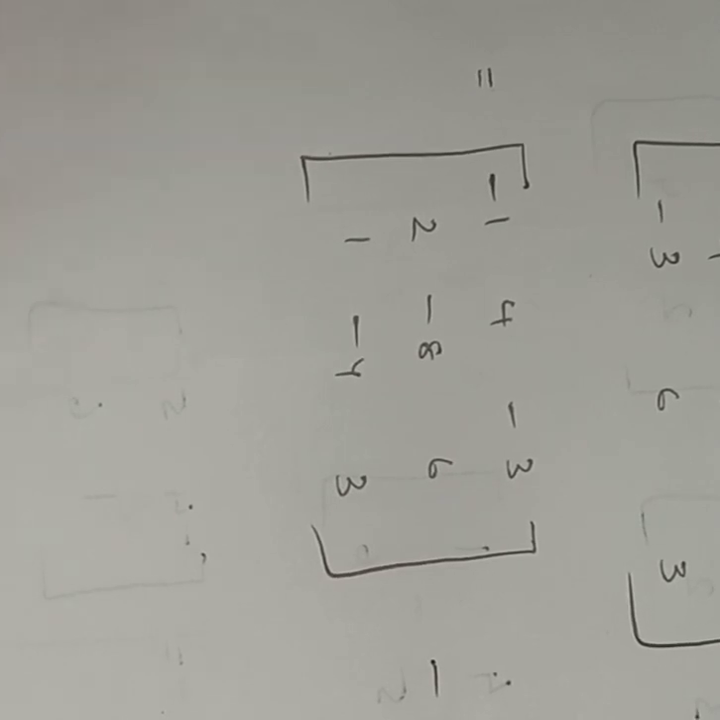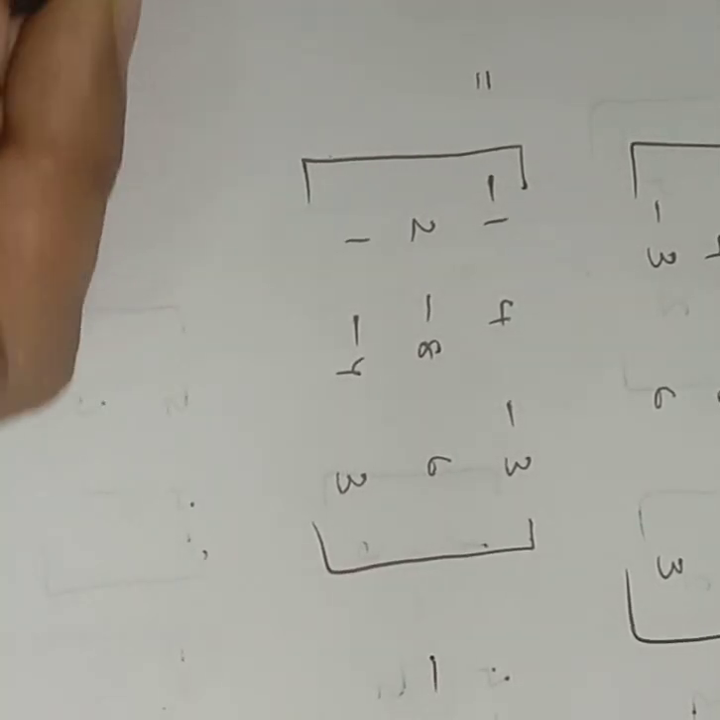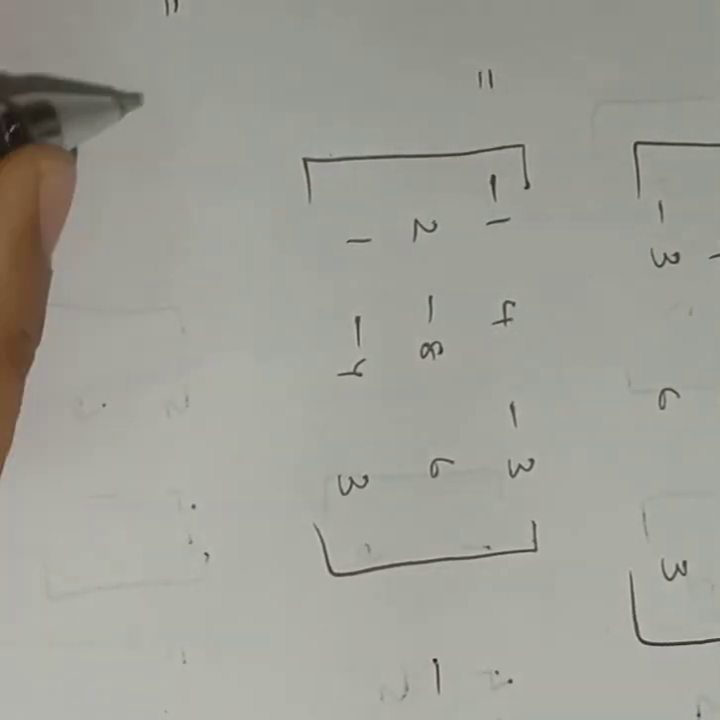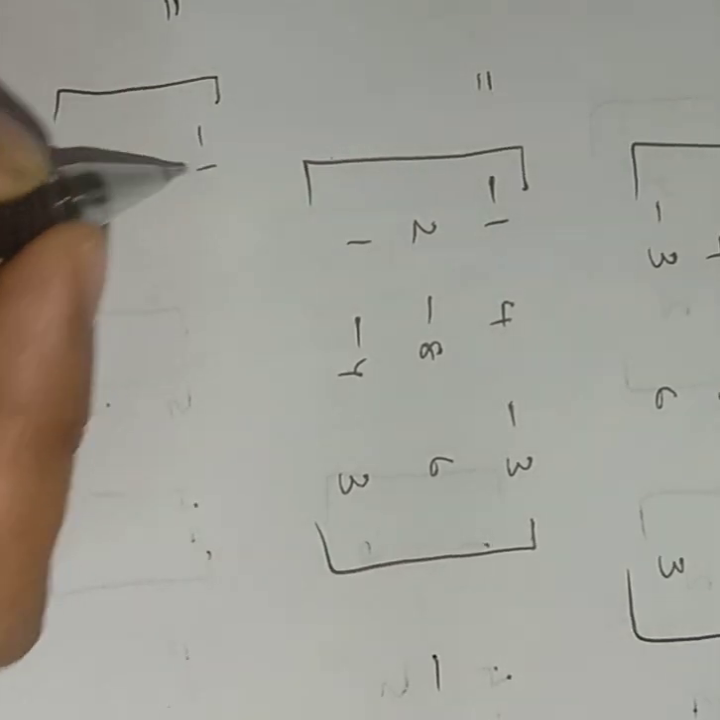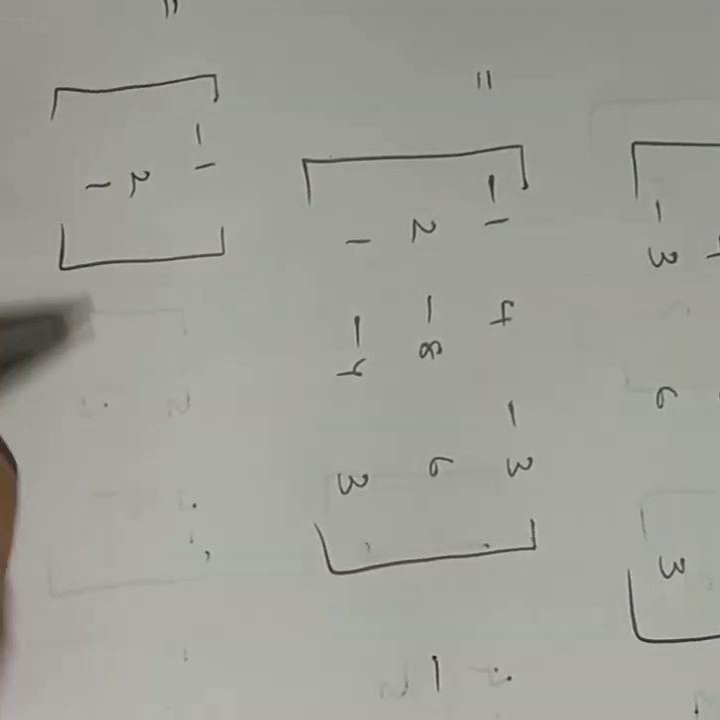Now the next part is B dash into A dash. So what is B dash? We should find the transpose of B, right? So that is minus 1, 2, 1.